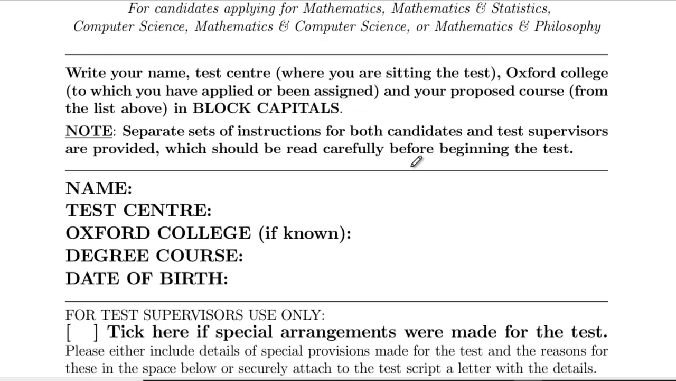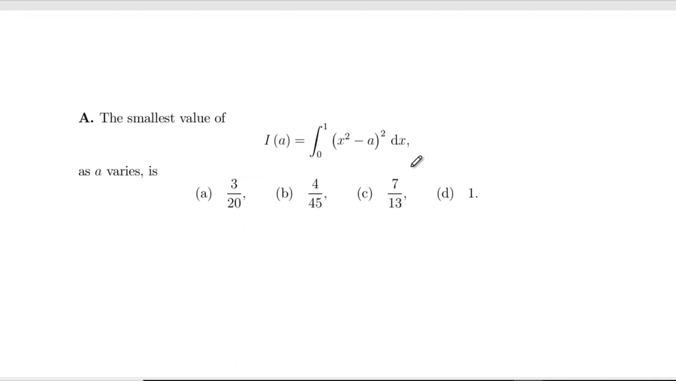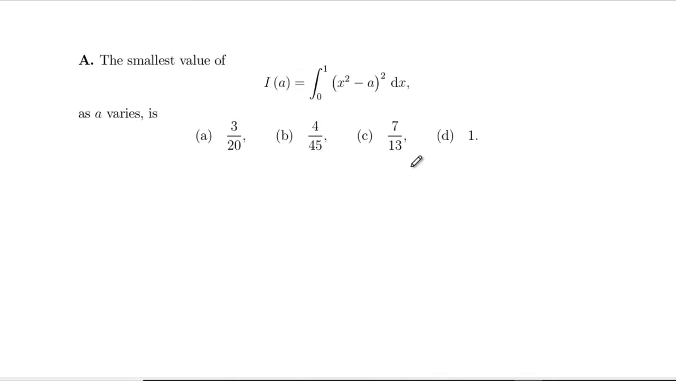So as usual, I will do the multiple choice questions at the start and put the other questions in separate videos. So kicking off with A then, what is the smallest value of this integral as a varies?